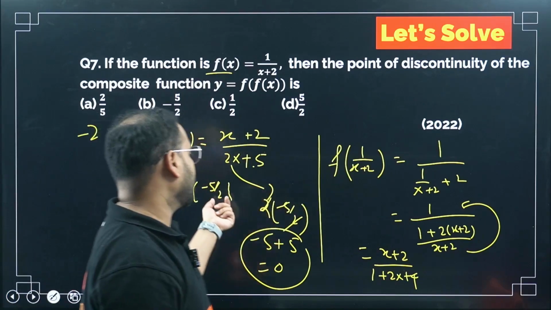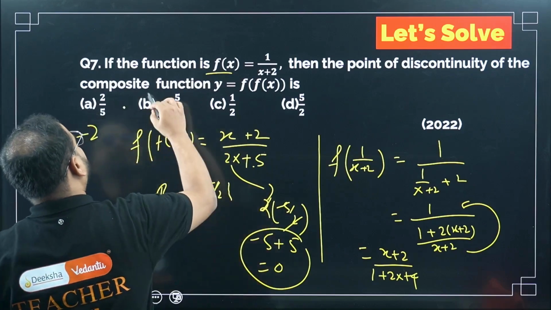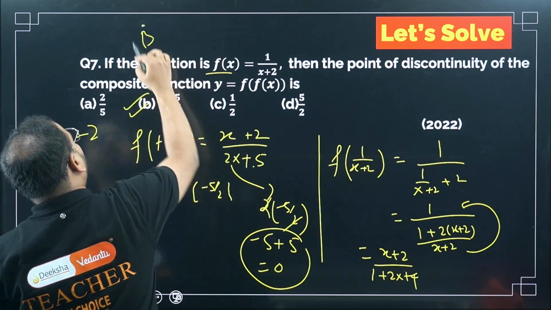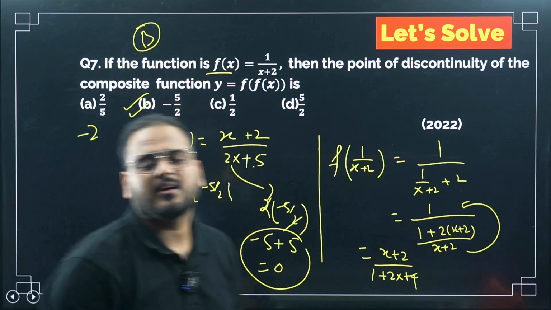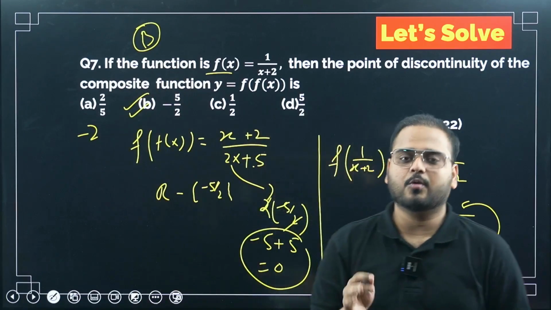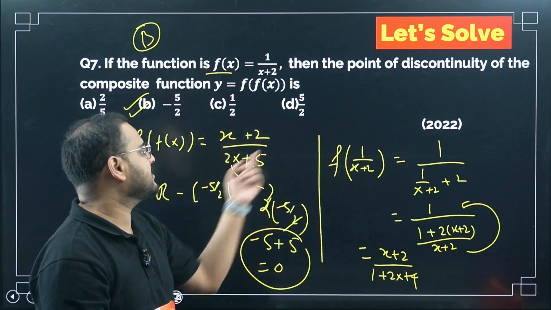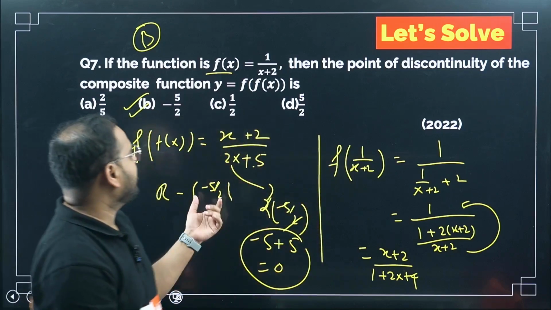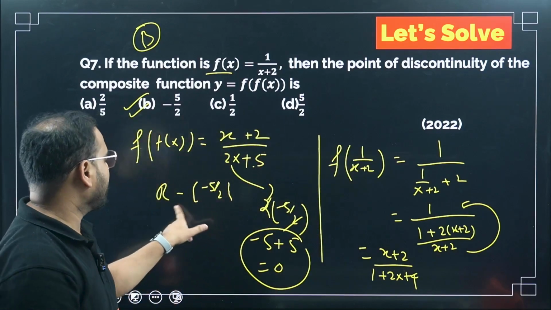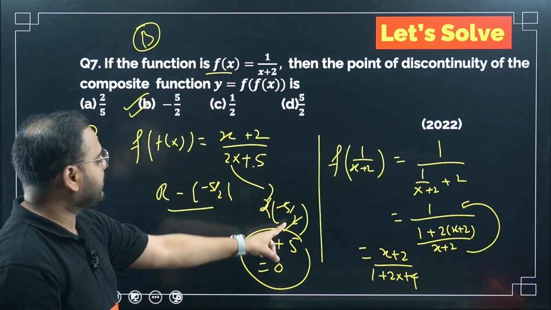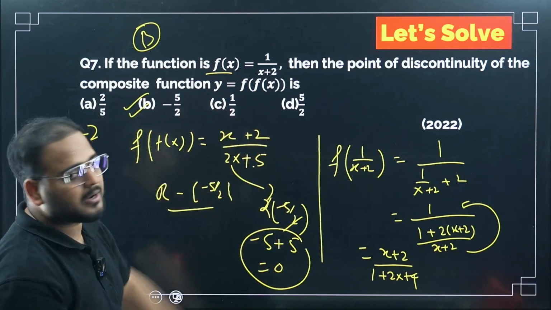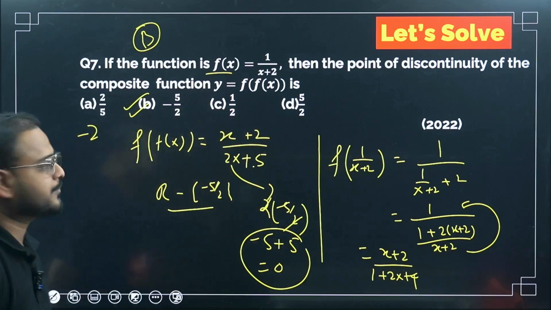So discontinuous at what? Out of the domain. What is the answer? B. I hope you are able to recall it, right? I hope you did it. If it is in the domain, you have to talk about the continuity. If they are talking about discontinuity, it has to be out of the domain. The point of discontinuity is out of the domain, which is minus 5 by 2, option number B. I hope this is visible. Please have a look.